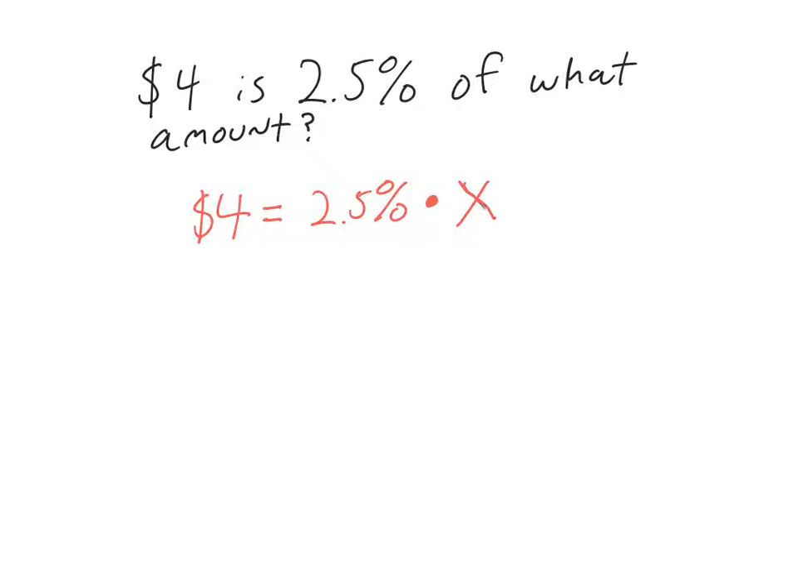So there's my equation. I need to change it a little bit because we never want to have a percent in an equation. We always want to change it to a decimal. So we're going to do $4 is equal to, and to change a percent into a decimal, we need to move the decimal point 2 places left. So it's going to be $4 equals 0.025 times x. So we're solving for x. We need to divide both sides by 0.025. And we will get x is equal to 160.